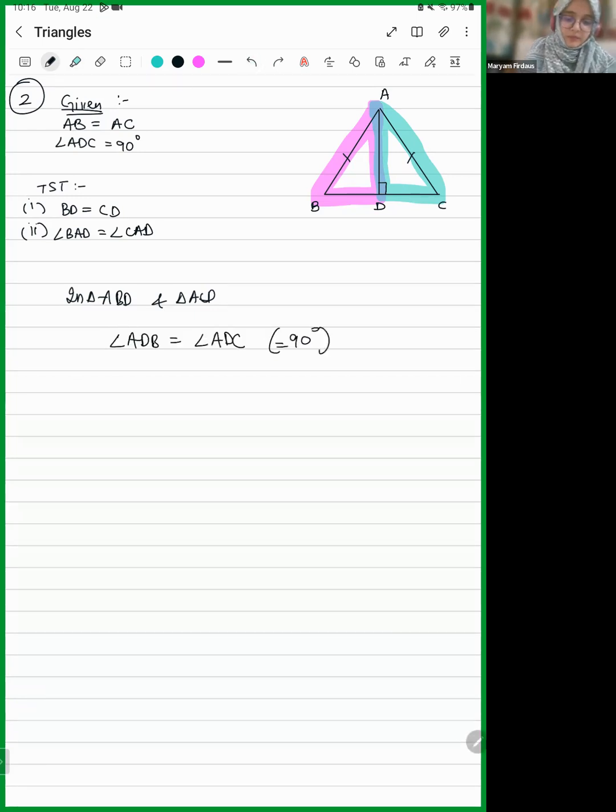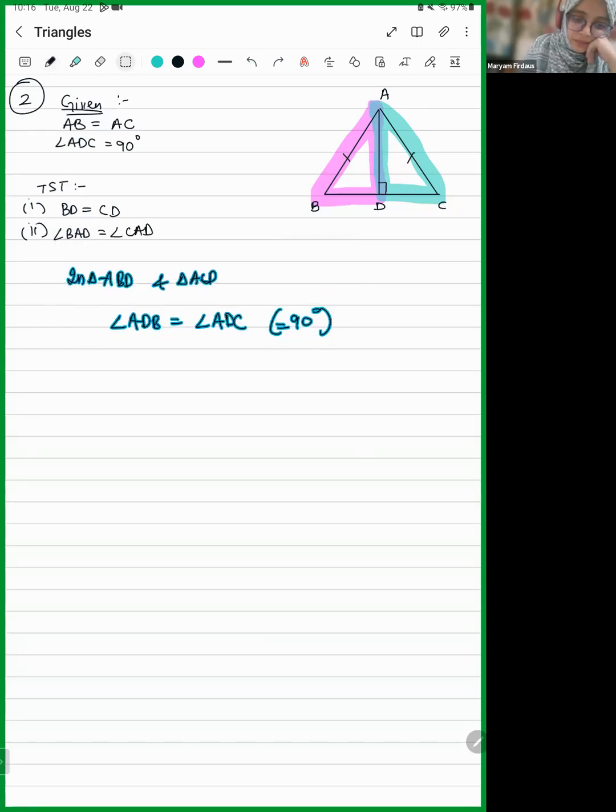So, like he said, it's 90, and then AB is equal to AC. It's also given. AB is equal to AC given, then AD is equal to AD, common side. So, therefore, we know that triangle ABD is congruent to triangle ACD by the RHS rule.